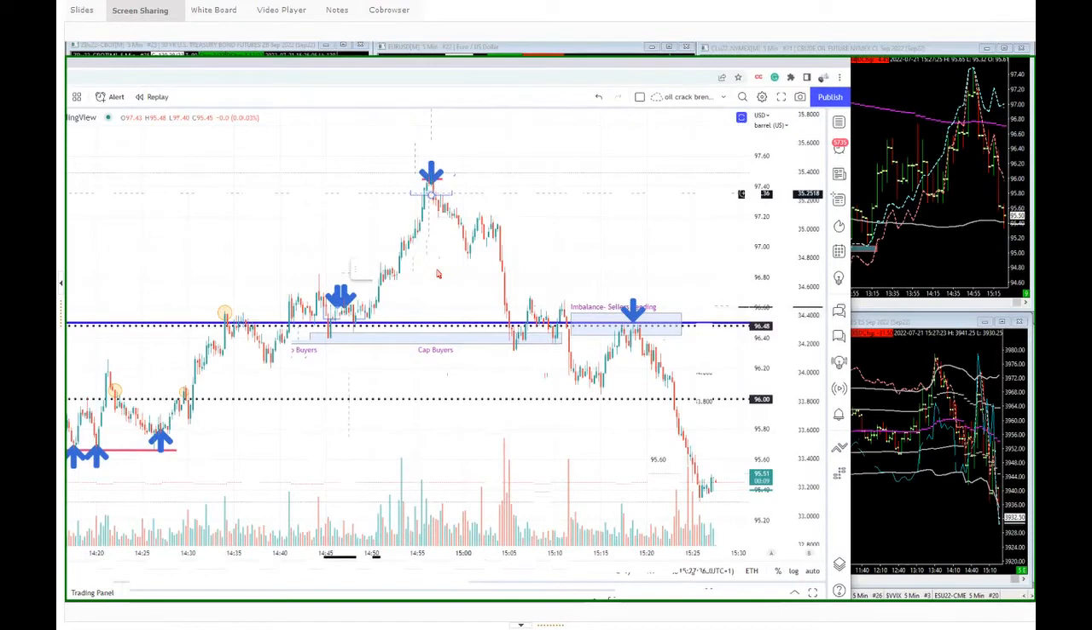Fast on that rally, to be honest. And I didn't buy for the squeeze. I didn't get involved in the buy side. I just sat on the sidelines and I waited for the next opportunity.